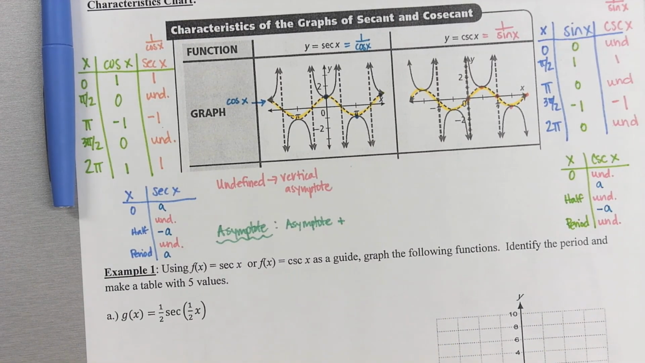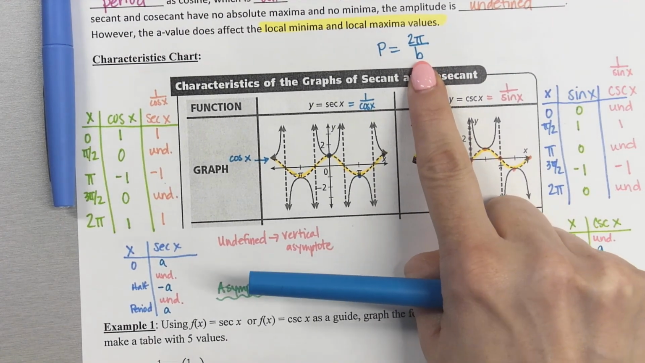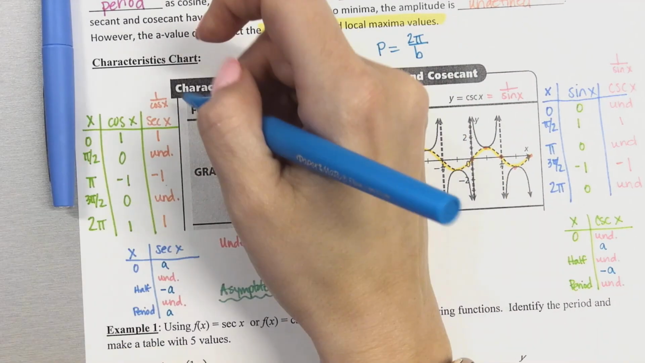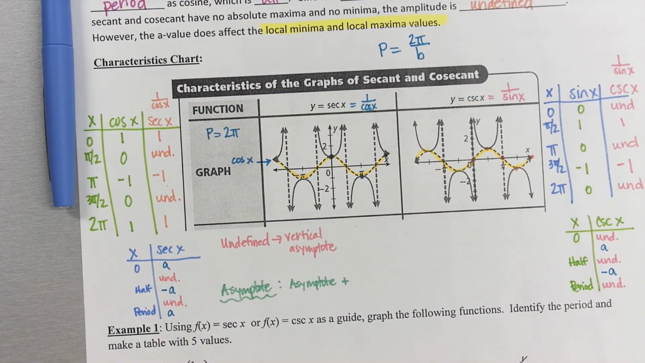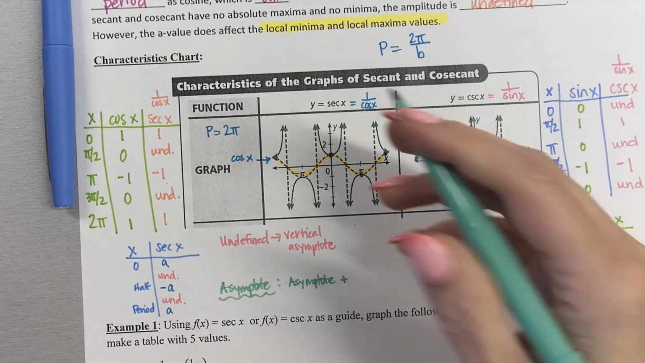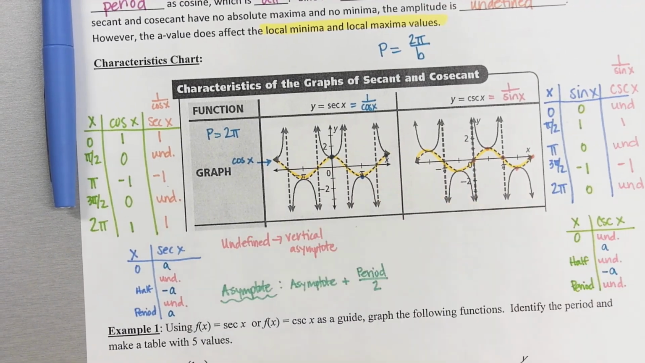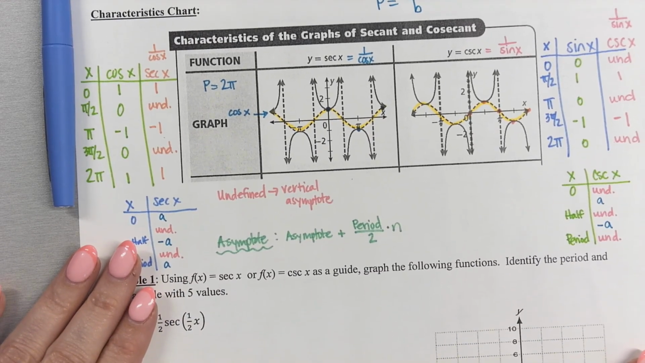For the parent functions, your b value is just 1. So the period would be 2 pi. If our period is 2 pi, but the asymptotes occur every pi, we would say they occur every half of a period. So in the equation, our asymptote is going to occur every period divided by 2, or you could write period times a half. And then just like we did yesterday, that'll be times n.